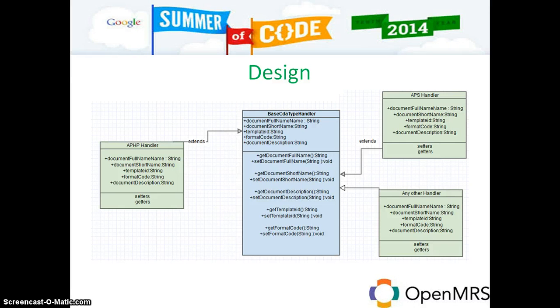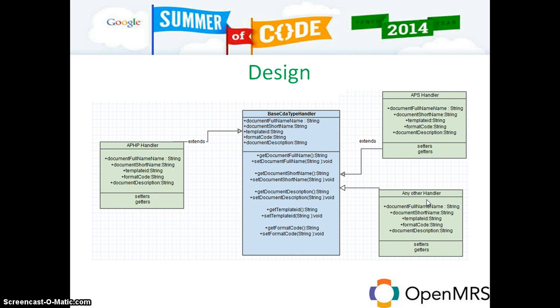We have come up with this design to ensure that our module is flexible enough and any type of CDA document can be added into our module. To handle this use case, we have created hierarchy of classes, or we call it hierarchy of handlers. At top we have base CDA type handler, which consists of all attributes necessary for CDA document type, and we have other handlers which extend from this base handler like APHP handler, APS handler, or any other handler which someone wants to add at later stage.